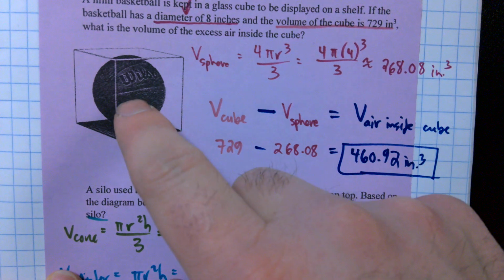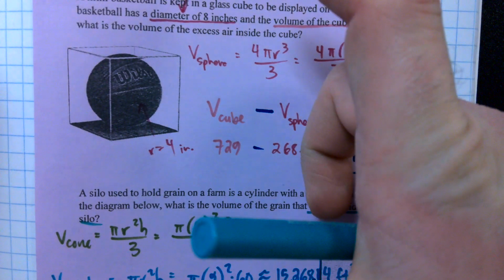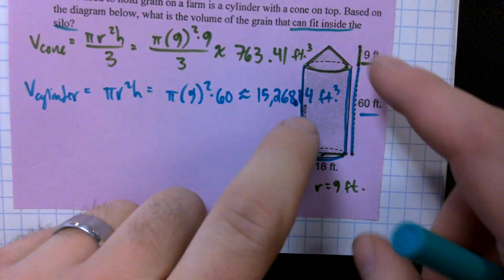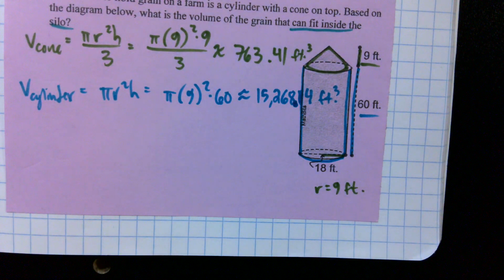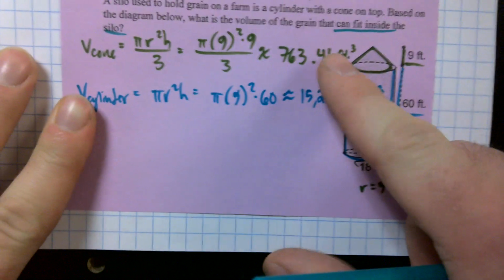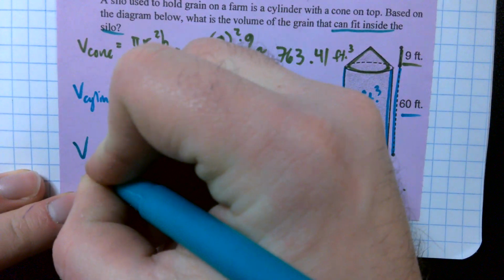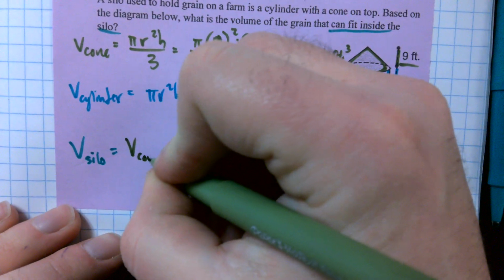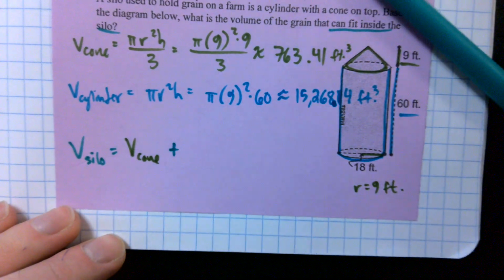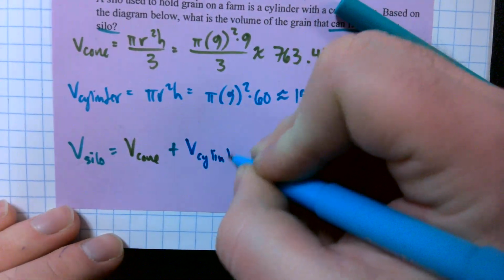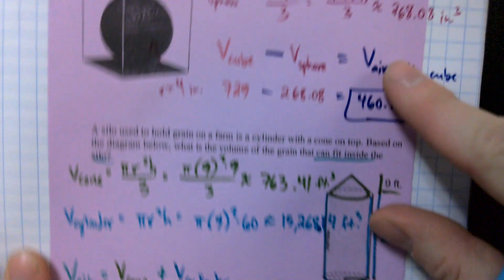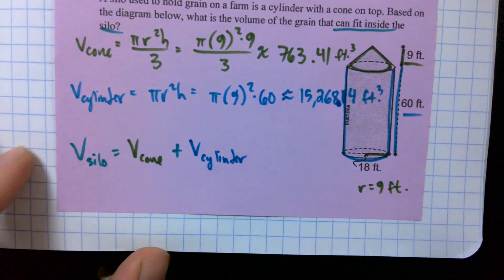So in this problem, we're trying to find the air's volume. So we take the big volume minus the little volume, and we get what's left. But here we've got to take two little volumes, put them together, make a big volume. Does that make sense? It just depends on what the question is asking. That's going to tell you what to do. The volume of the whole silo is the volume of the cone plus the volume of the cylinder, whereas up here, again, we subtracted. Here, now we're going to add.